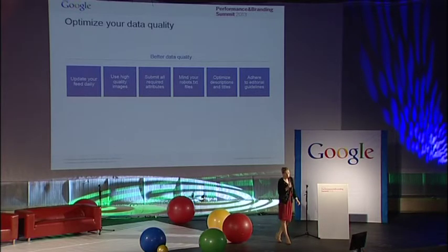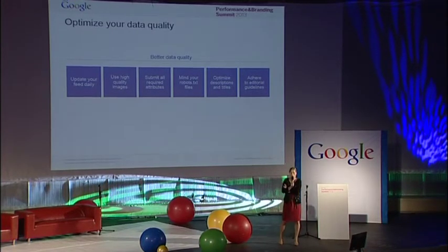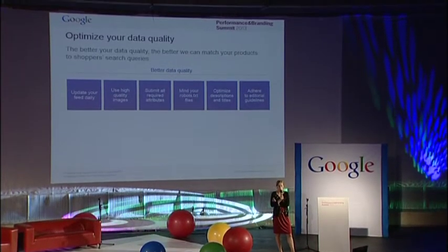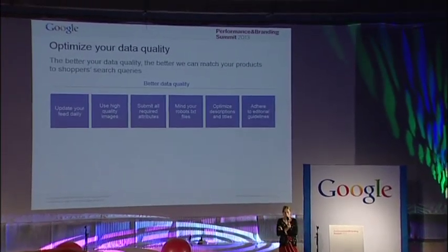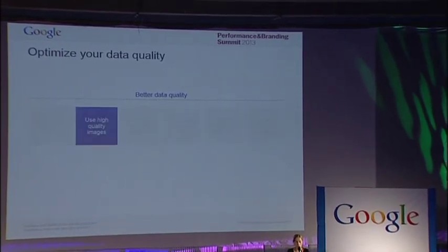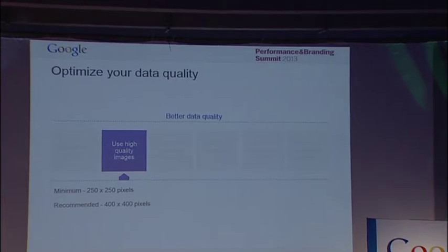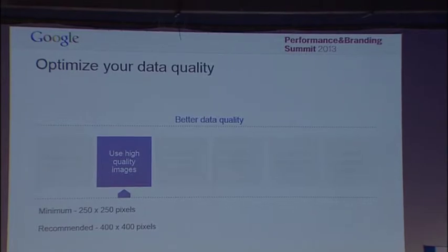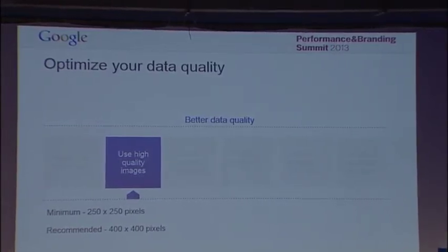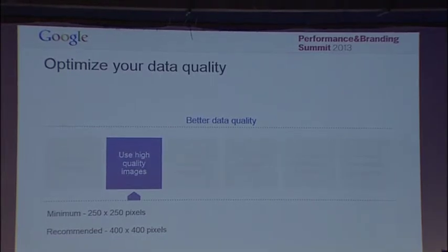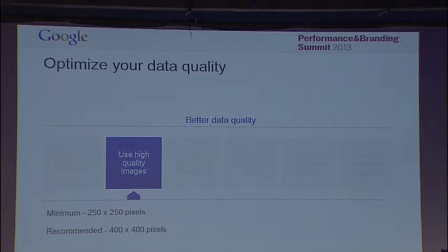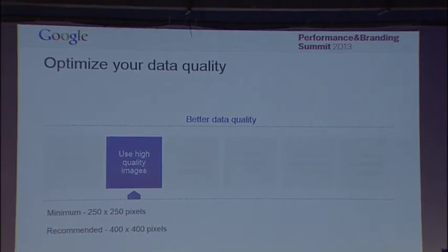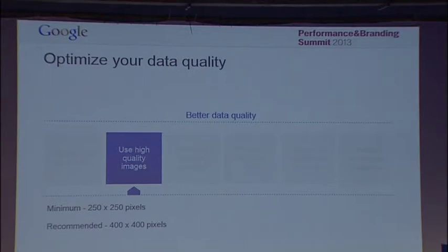So to optimize your data quality, there's a few things you should look at. One of the first things is to use high quality images. We recommend images of 400 by 400 pixels, and that's going to influence how we serve your PLA. So it's super important to have good quality images, as well as put yourself in the shoes of the user. Look for your PLA on google.cz and check if what you're seeing looks nice to you. When you look at your image, does it reflect accurately the product? Do you understand what the product is like?